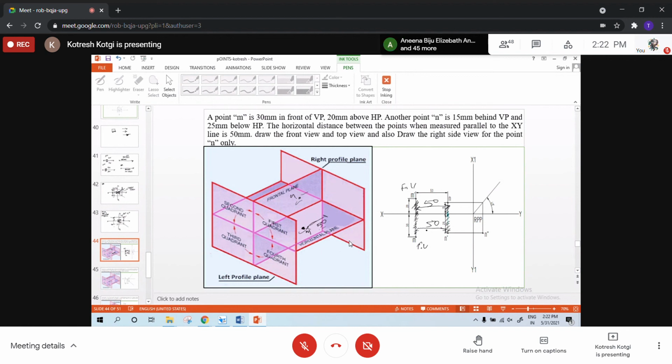But they have asked right side view. The right side view will come on right profile plane of N. So for convenience, I have kept N towards my right. That is the only reason. Why M first, N next? There is no information on it. But to make it convenient, to draw it easily, I've kept M towards my left, N towards my right, so that I can draw the right side view of N easily.